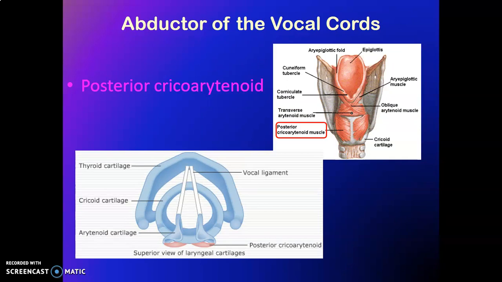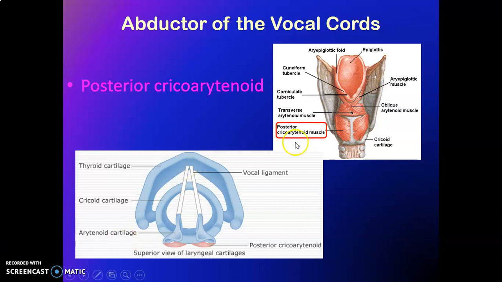Then we have only one abductor of the vocal cord to cause the vocal cords to abduct, move away from each other. These are the vocal cords. So when the posterior cricoarytenoid, this is the posterior cricoarytenoid, contracts, it causes the vocal cords to open up. That allows inspiration. This is a very, very important muscle, because when you have paralysis of posterior cricoarytenoid, then you cannot breathe. So posterior cricoarytenoid helps you to abduct the vocal cords to allow air to enter the trachea.